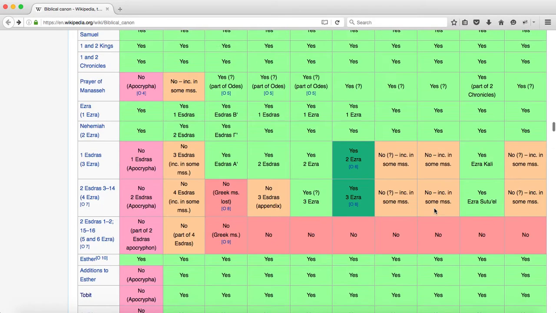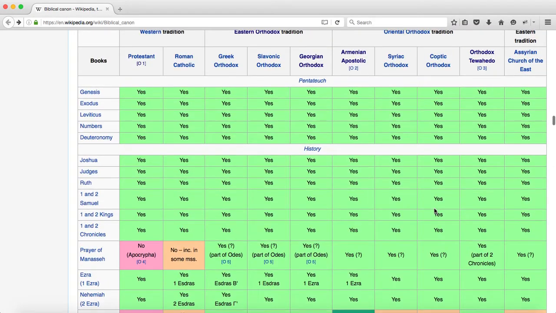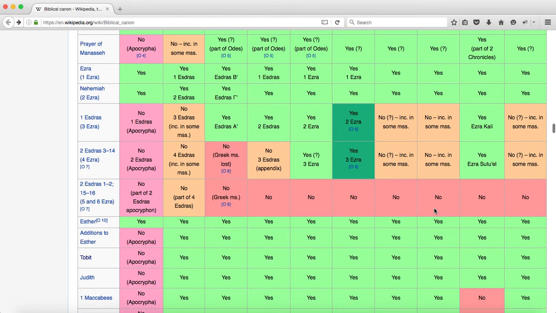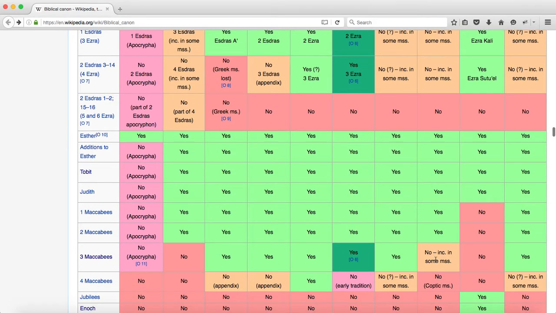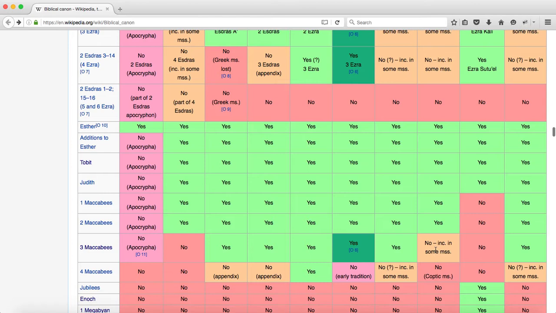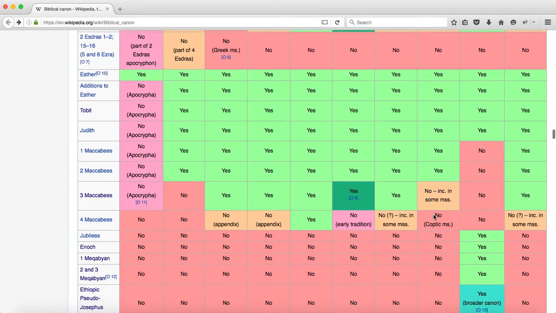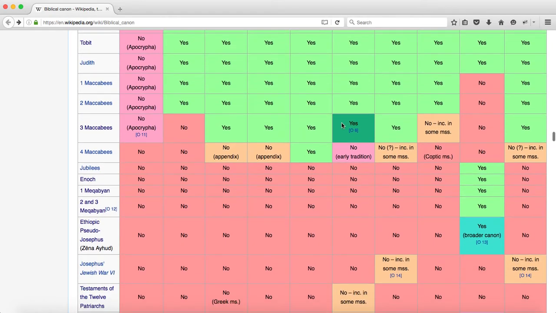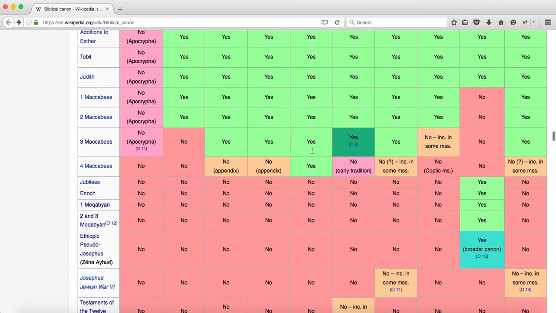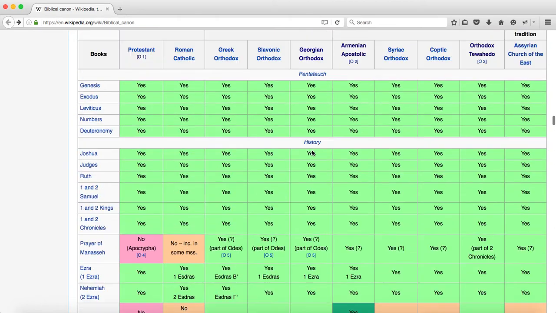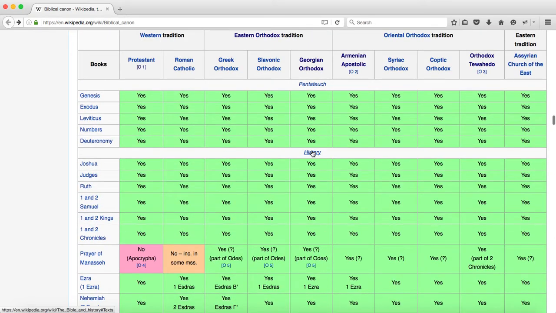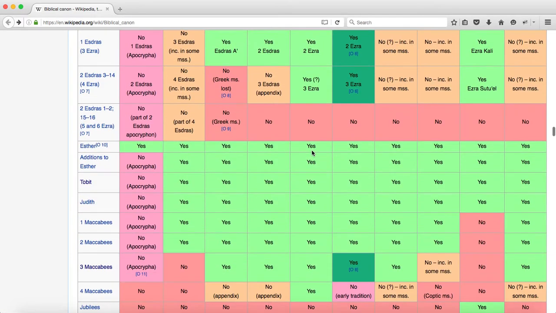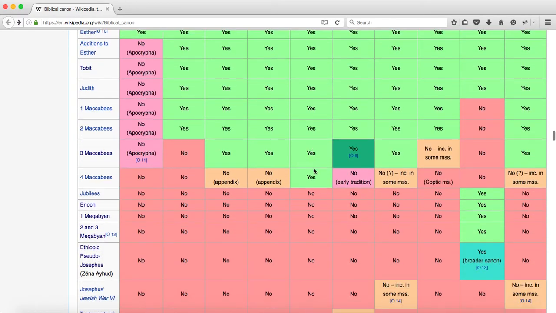I just want to scroll up again to see which church this is here. Oh, the Coptic Orthodox Church. They have Third Maccabees in some of their scripture manuscripts. So some of them, at some point, accepted it as part of their collection of scripture. Fourth Maccabees actually is not included for most of Christianity. However, within the Georgian Orthodox Church, Fourth Maccabees is part of their Bible.